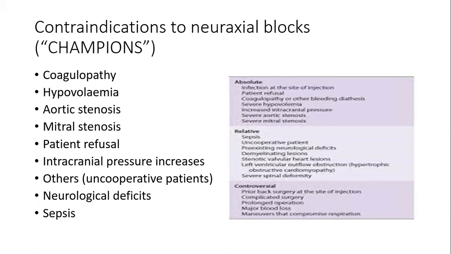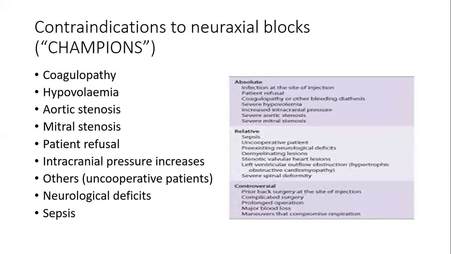All right. So CHAMPIONS, the C there refers to coagulopathy, hypovolemia, aortic stenosis, or mitral stenosis. Aortic stenosis and mitral stenosis come under what we call the fixed cardiac output state. Patient refusal, intracranial hypertension. Others, patients who are uncooperative, patients with pre-existing neurological deficit, and patients with sepsis.